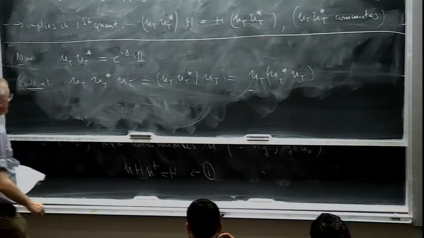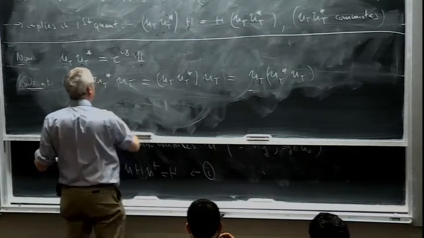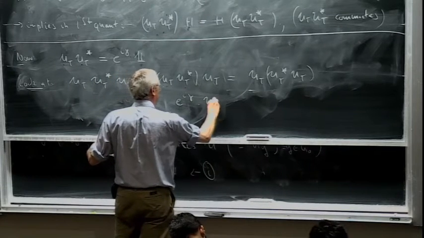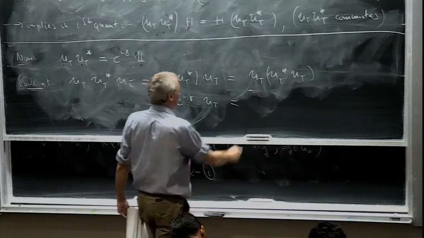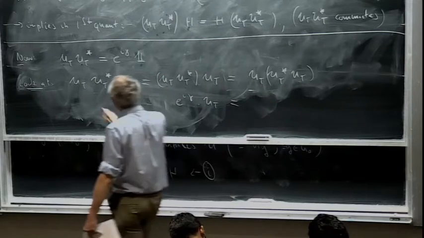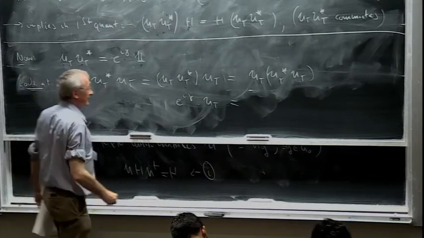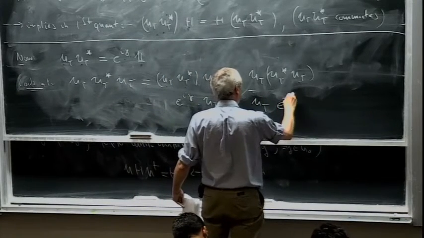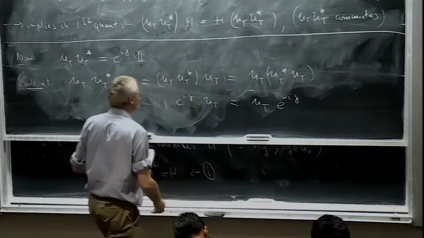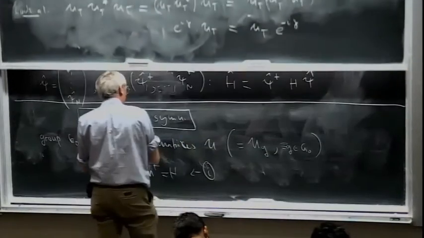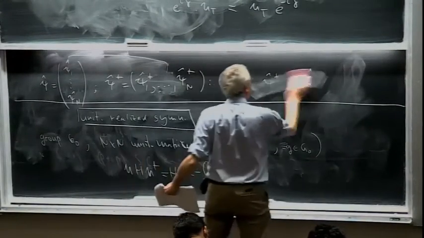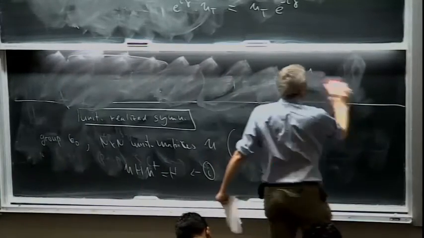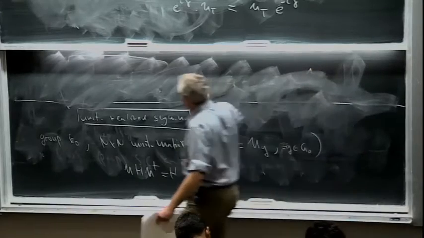And so UT star is a phase times UT, but UT star UT is a complex conjugate, so it gives me the complex conjugate phase. And for that reason, we can bring this phase to the other side of the equation.